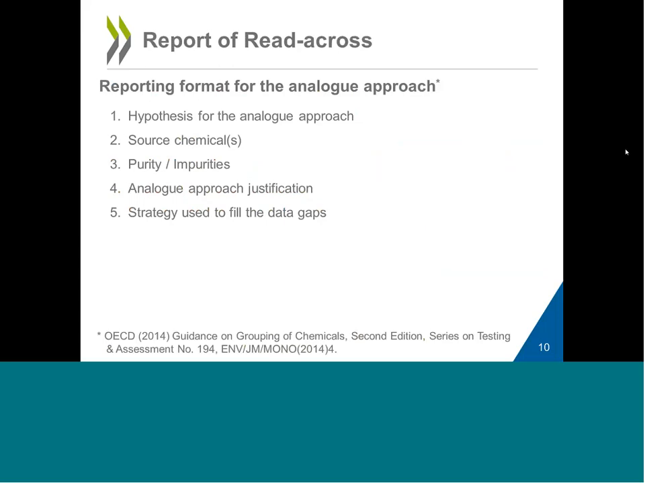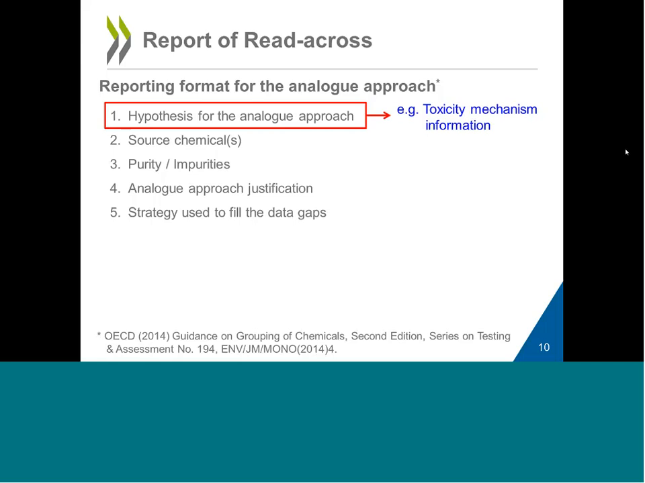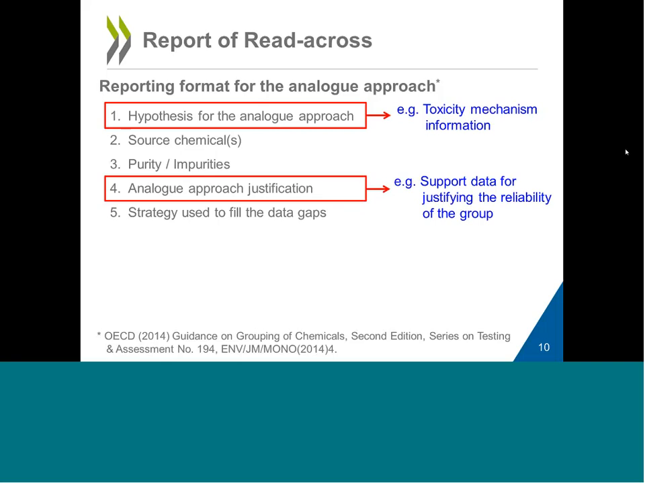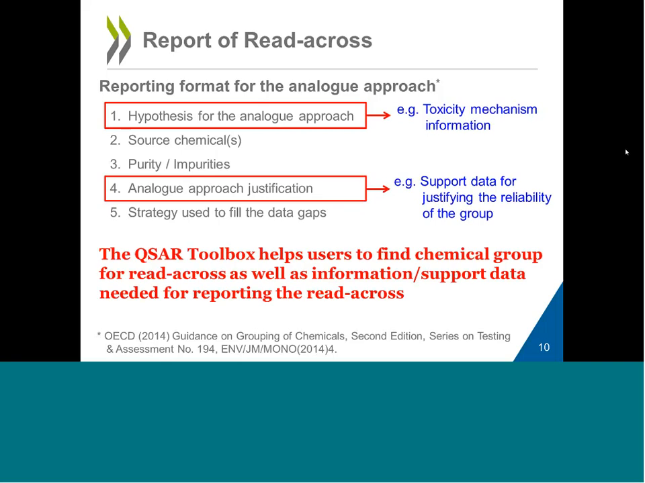A read across result needs to be reported to show the reliability. This is a reporting format for read across described in the grouping guidance document. In the reporting format, you need to explain the hypothesis for read across, for example, toxicity mechanism information shared by category members. And the hypothesis needs to be justified by using experimental data of analog chemicals. In this respect, the QSAR Toolbox helps users to find a chemical group for read across, as well as information or supporting data needed for reporting the read across.